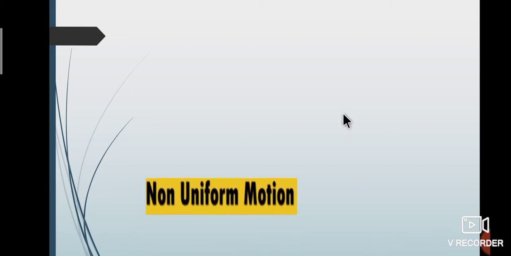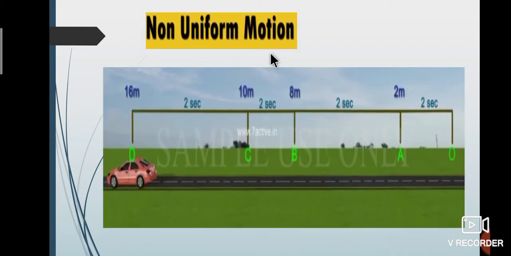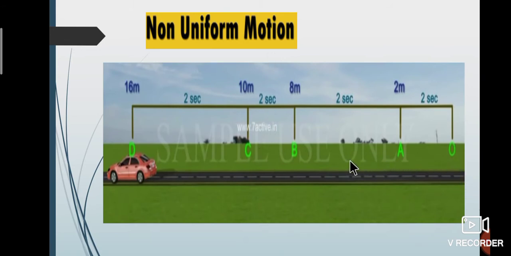See the next picture. This is an example of non-uniform motion. The car reaches 16 meters at different distances with a time interval of 2 seconds at each point A, B, C. Means irregular distance with a time interval of 2 seconds. So, this type of motion is called non-uniform motion.